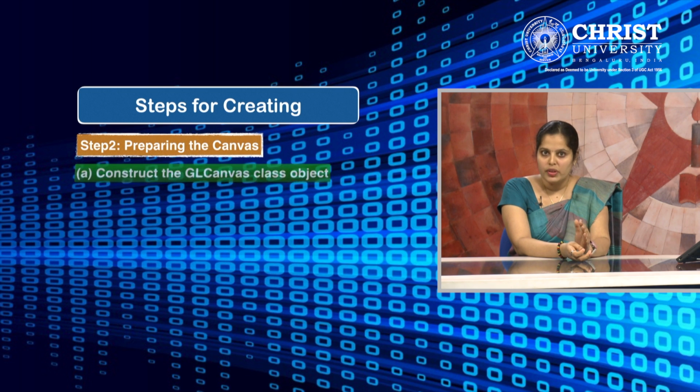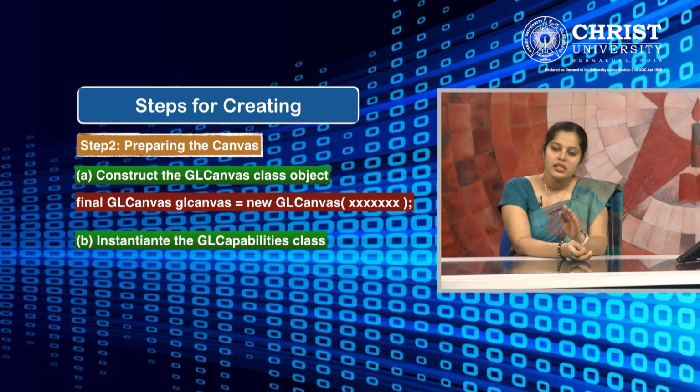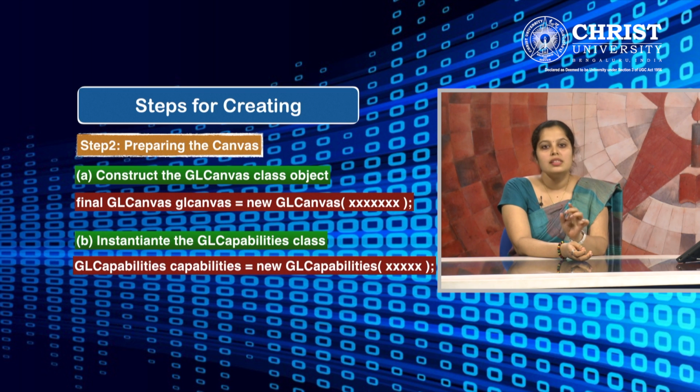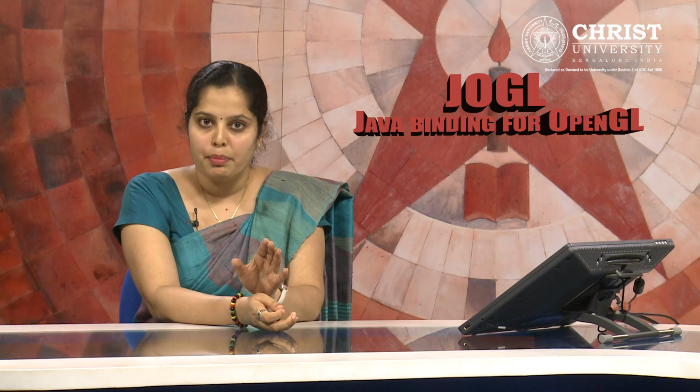To prepare the canvas, we need to construct a GLCanvas class object. How do we do it? By writing GLCanvas and then creating an object, maybe GLCanvas canvas equal to new GLCanvas. Make sure that here the capabilities object should be passed as a parameter. So, we will see how to instantiate the GLCapabilities class. GLCapabilities, the object is equal to new GLCapabilities with a parameter. Now, here the profile object should be passed as a parameter.